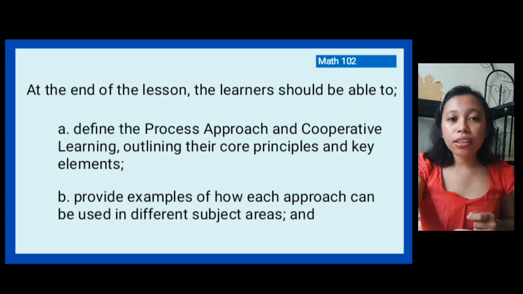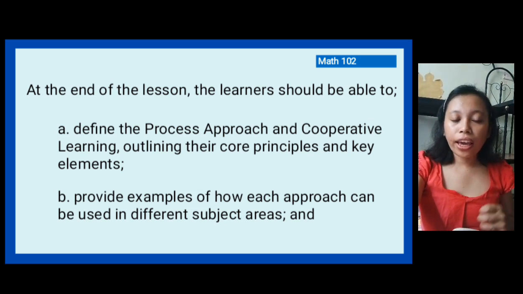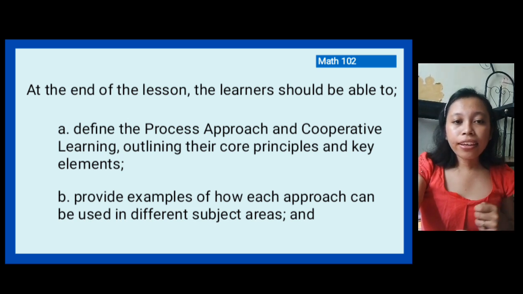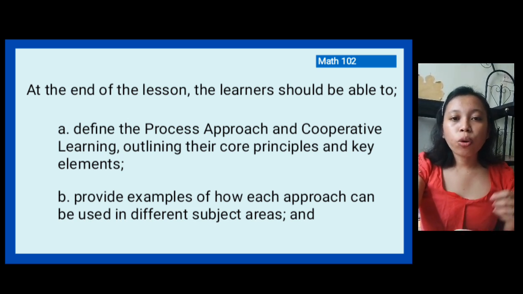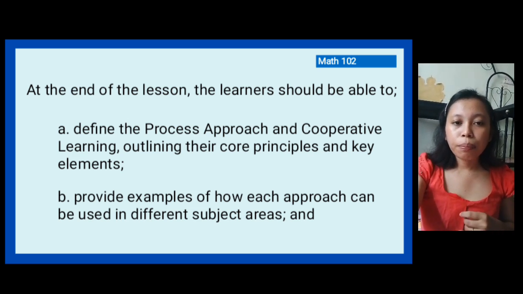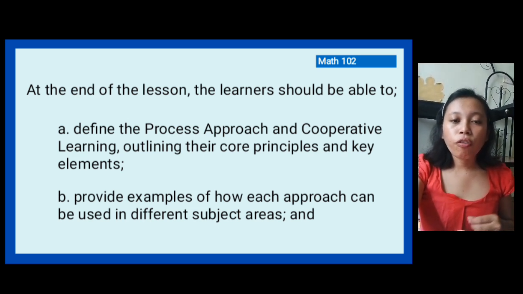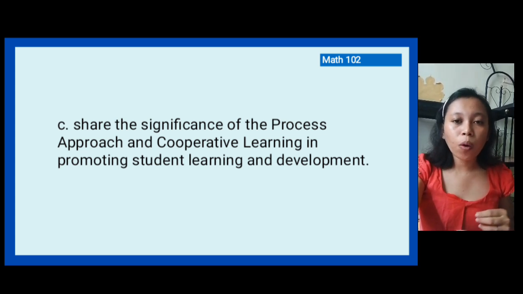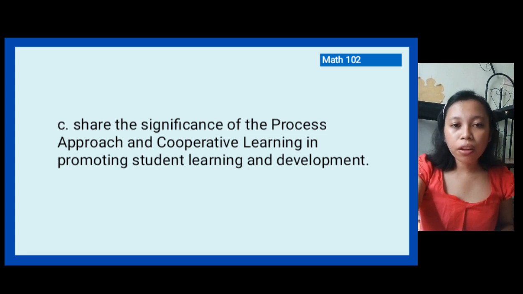But before I discuss the process approach and the cooperative learning, I will read first the learning objectives. Okay? At the end of the lesson, the learner should be able to: A. Define the process approach and cooperative learning, outlining their core principles and key elements. B. Provide examples of how each approach can be used in different subject areas. And C. Share the significance of the process approach and cooperative learning in promoting student learning and development.